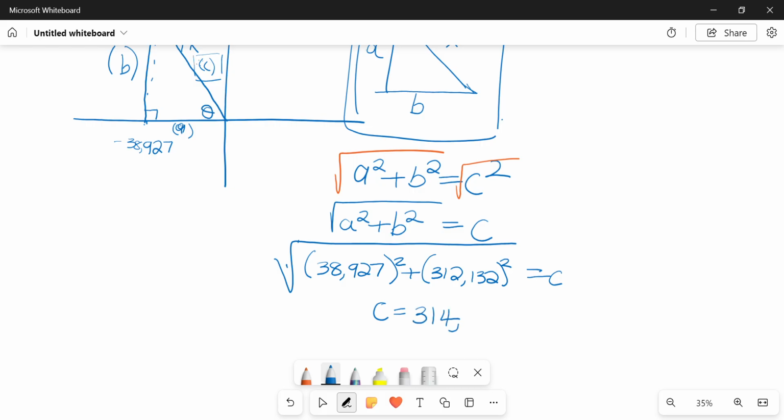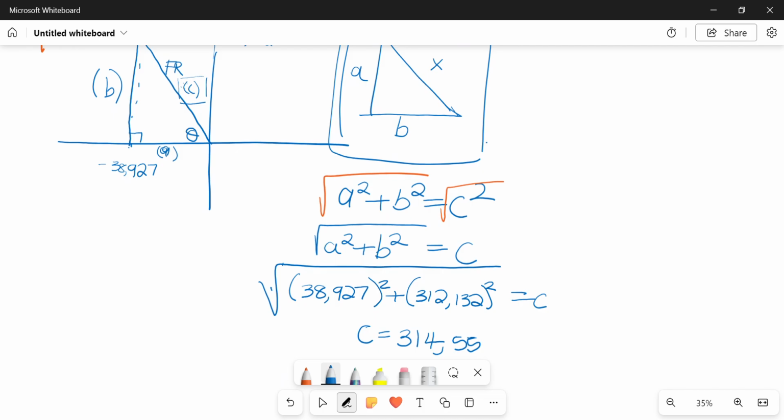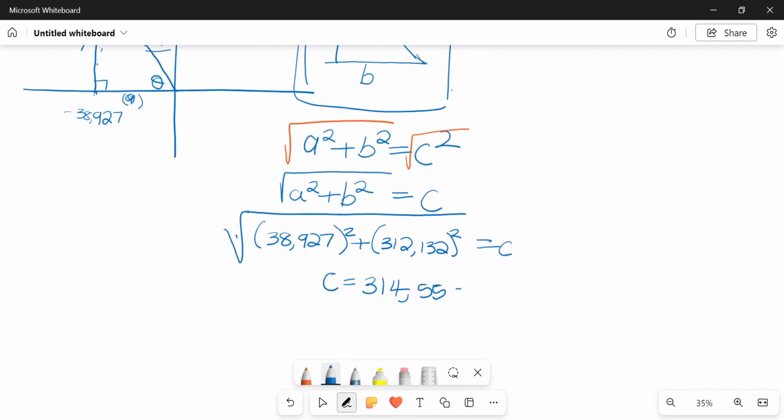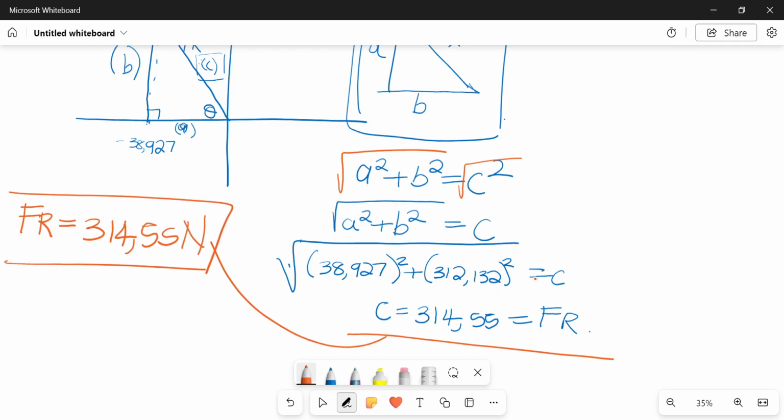Okay, then C gives me 314.55. But remember, in as much as we're calculating it as a dimension of this triangle, C essentially represents your FR. So this means our FR magnitude will be 314.55. Ooh, my 5 looks dizzy. 0.55 newtons. Okay, then you would have essentially answered the first part of the question.